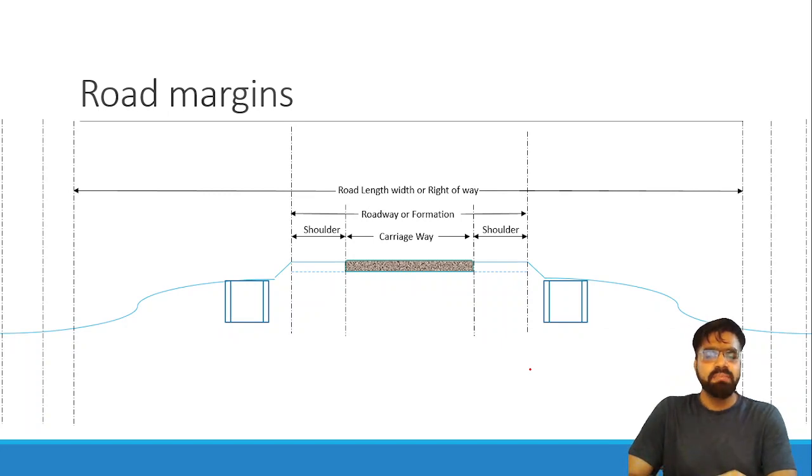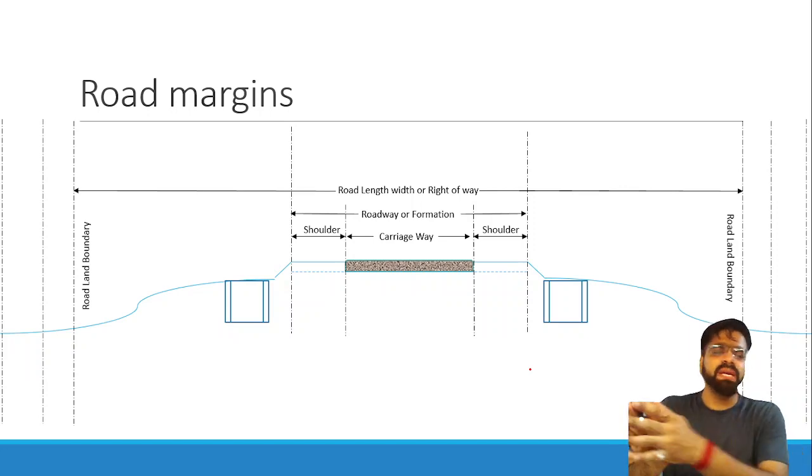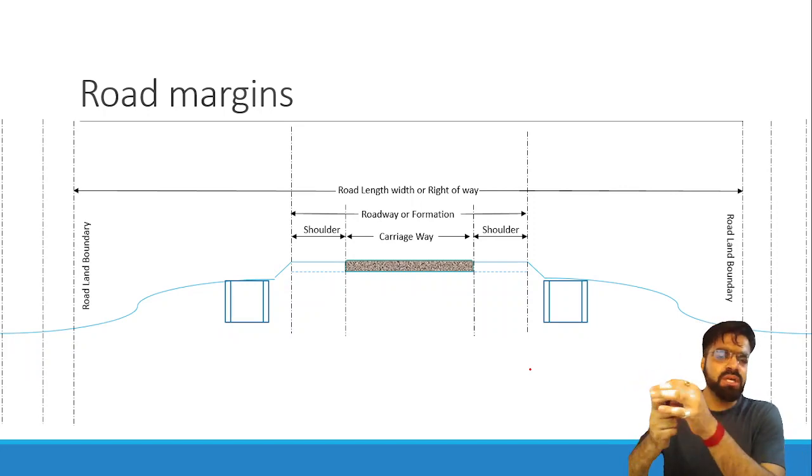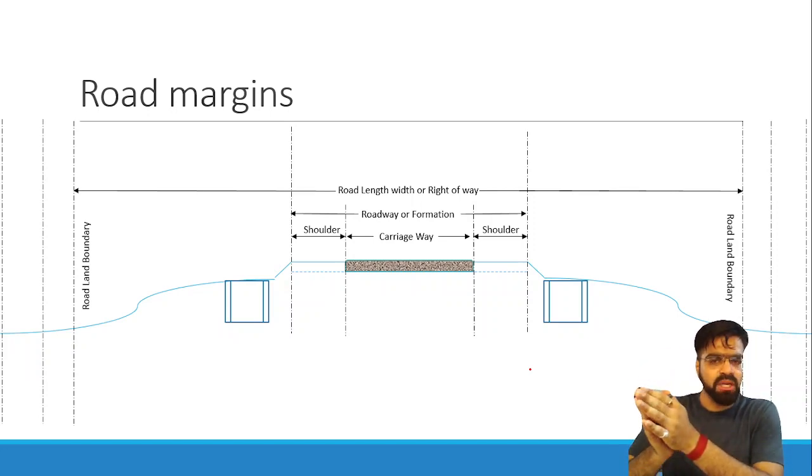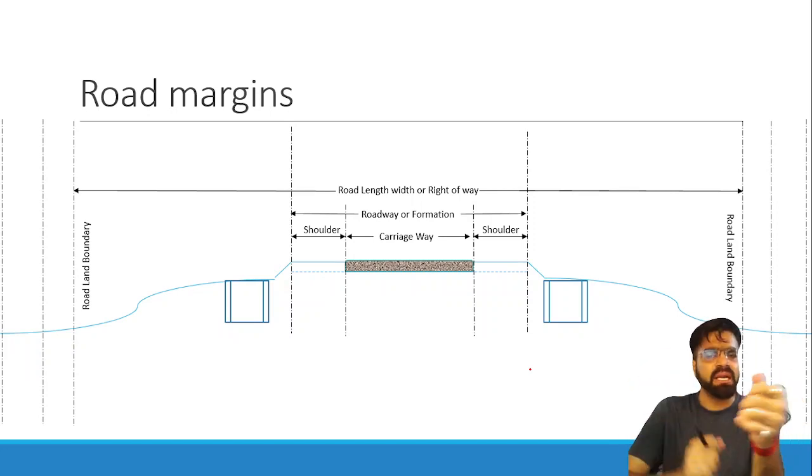The space between the road boundaries is known as road width or right of way. This space should be considered while acquiring the road. This space will help you to plan the future expansion of the road if you have the proper right of way.